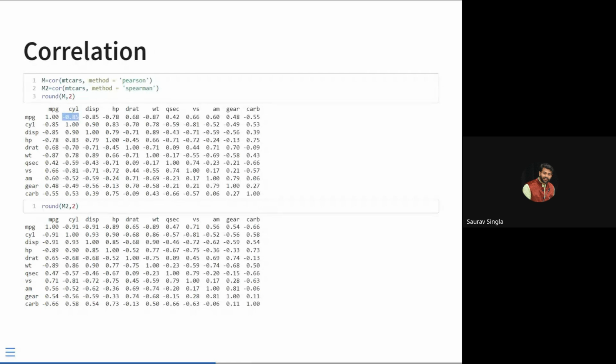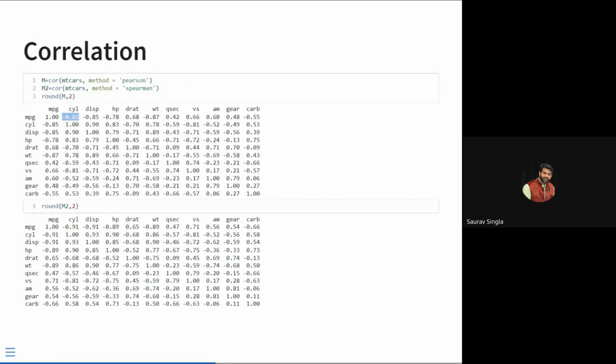Is it positive correlation or is it negative correlation? Students, can you please say, participants? Is it positive correlation or negative correlation? Am I audible? Negative correlation. Yes, yes. Okay, okay.